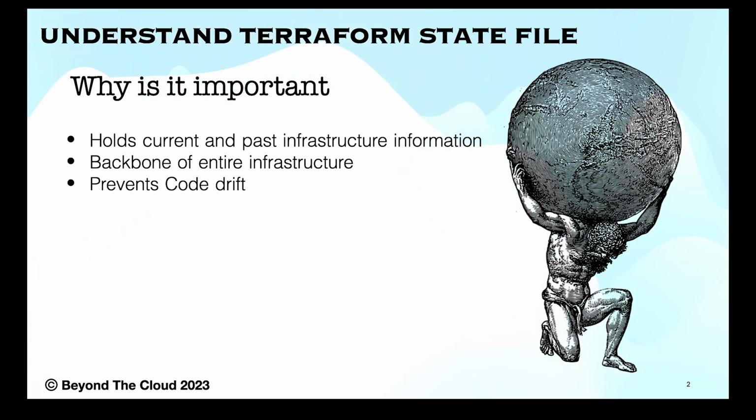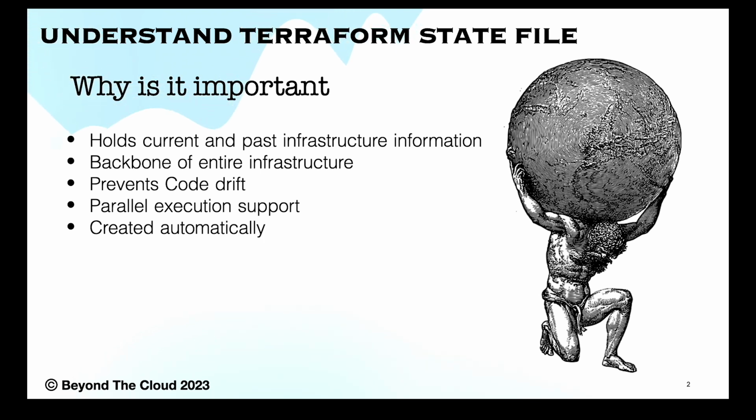This is very important. I have seen many cases in enterprises where they have code drift and it cannot be undone because they do not use the Terraform state file. With state file locking, parallel execution is possible. We will talk about it in detail. We don't have to create it. The state file is created automatically when applied.